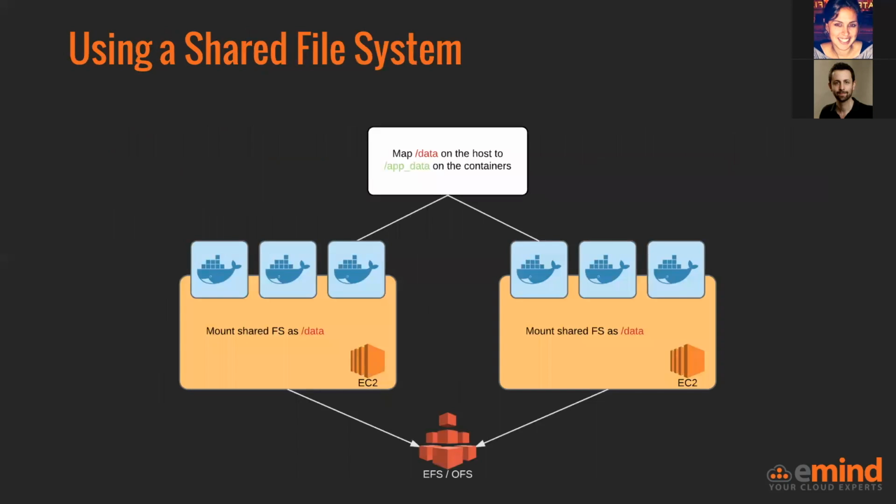Here's an example showing an EFS or ObjectiveFS volume that is mounted by 2 ECS instances as the /data host directory, which in turn gets mounted by multiple containers as /appdata, some different directory. So this way, the application can simply write data to /appdata, and all the containers will get this data in real time.